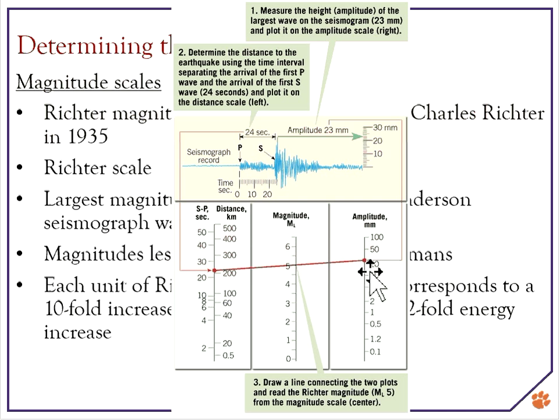Then we connect these 2 points with a straight line, with the Richter magnitude scale being in the middle of these 2 scales. Wherever our line crosses this Richter magnitude scale will give us the magnitude of this earthquake, which is around 5 in this case. I just want to clarify that we shorten Richter magnitude as ML. So here 5 shows the ML magnitude of the earthquake.